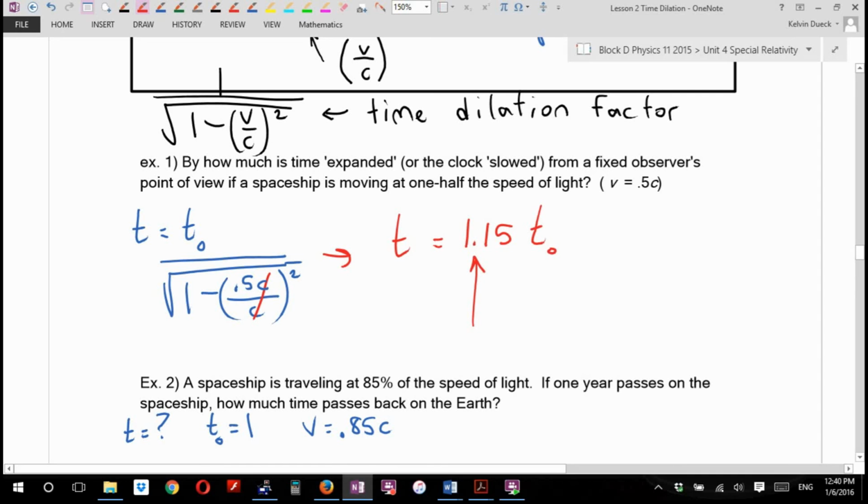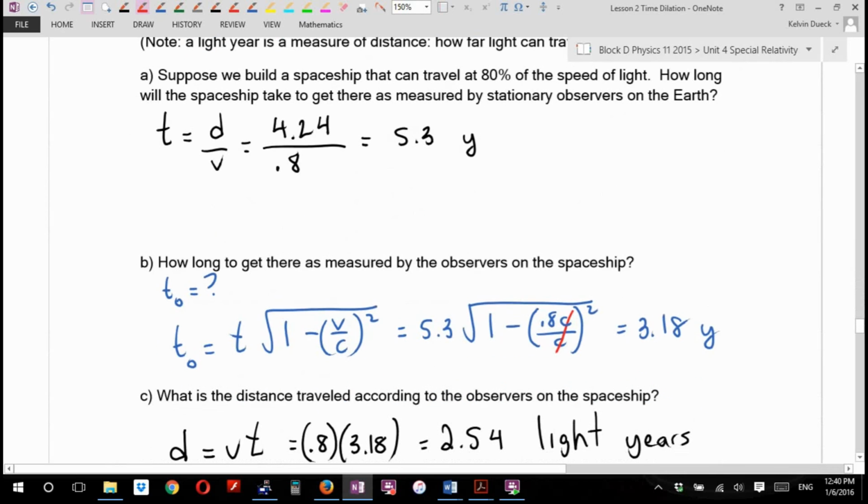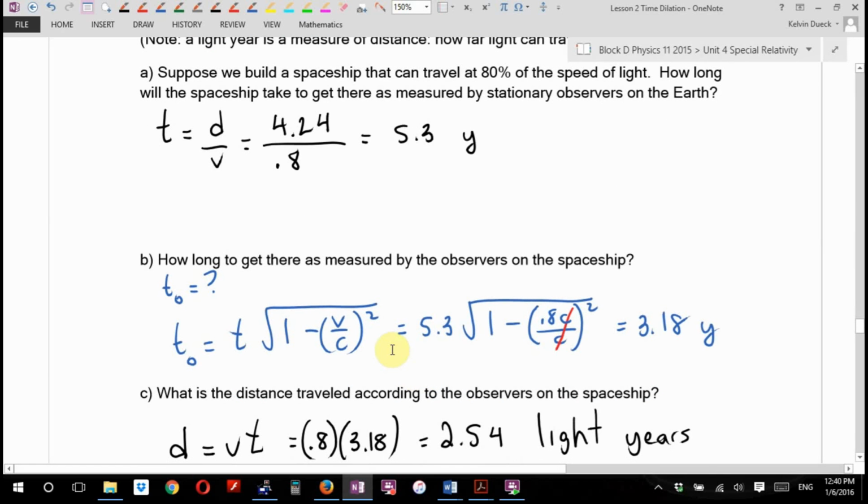Time is moving 15% slower. 1.15 is 115%. Everybody experiences 100% of the time. They're getting a 15% slower amount of time. Or on the Earth, they're experiencing 15% more time. So there's what's called the time dilation factor. Okay? Hey, let's look at the homework. We need to practice this because it's heavy-duty calculator work.